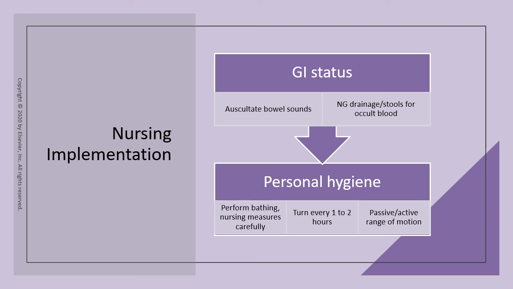As we consider our patient's skin, we want to remember that hygiene is especially important for the patient in shock because impaired tissue perfusion predisposes the patient to skin breakdown and infection. Perform bathing and other nursing measures carefully because the patient in shock has limited oxygen reserves. Determine priorities of care to limit the demands of increased oxygen.